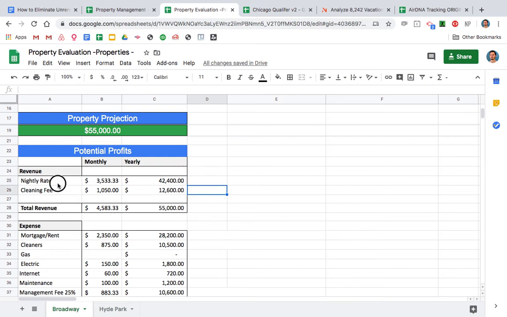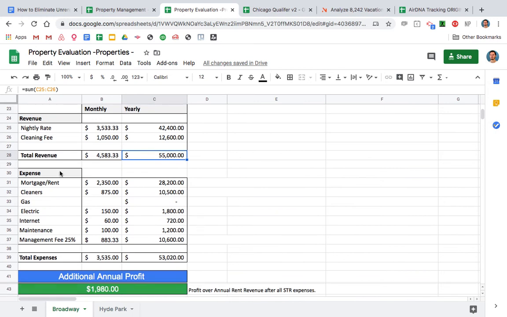Now, the first thing you need to understand is that revenue is split up into 2 different categories in Airbnb. It's split up into nightly rate and cleaning fee. The reason this is important to split up is because my property management company only takes money from a percentage of the nightly rate and not the total revenue. We do have a cleaning company that gets paid out from the cleaning fee. It's essentially the total, but it's important to know that we only take a percentage of the nightly rate. So the total revenue comes up to 55,000.